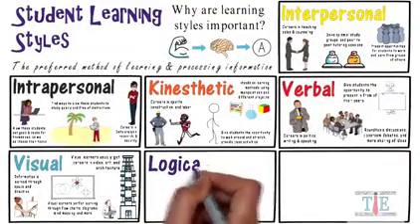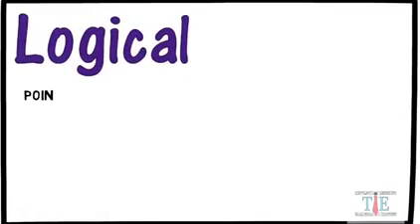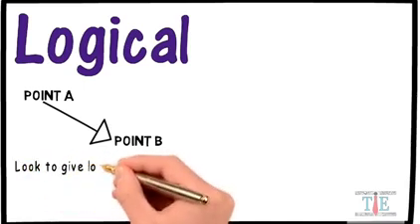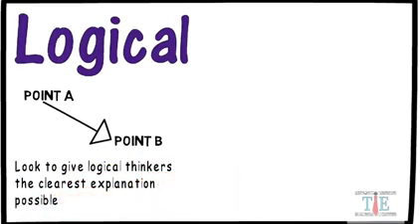Sixth on the list is logical. Logical learners are sometimes called mathematical style learners. Math itself is all about simplification and reasoning. When teaching, look to give logical learners the clearest explanation possible.